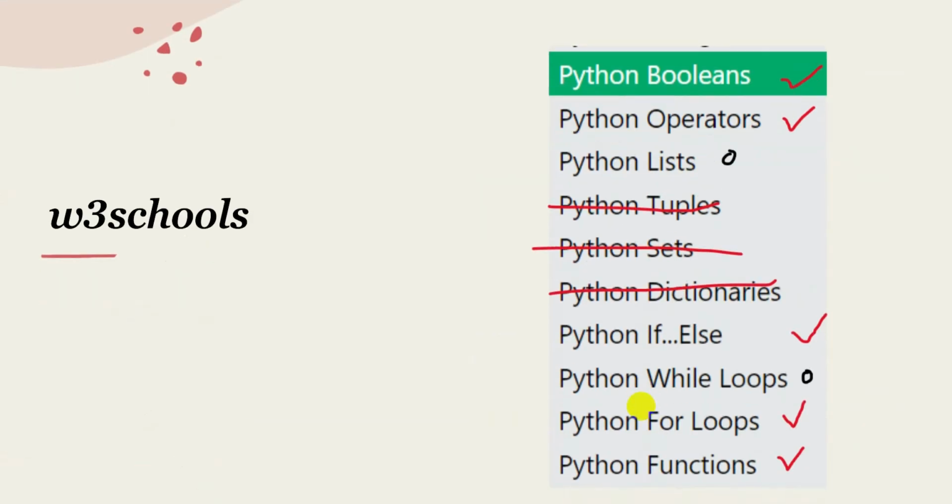For today's W3 Schools, we will look at all of the ones with the red check marks beside it. The ones with a black circle beside it are the ones that we will look at in the future, but not today. The crossed out ones means that we won't ever look at it unless we actually need to, but you can also learn about it in your free time if you're interested. So we're going to look at Booleans, operators, if-else, for loops, and functions.